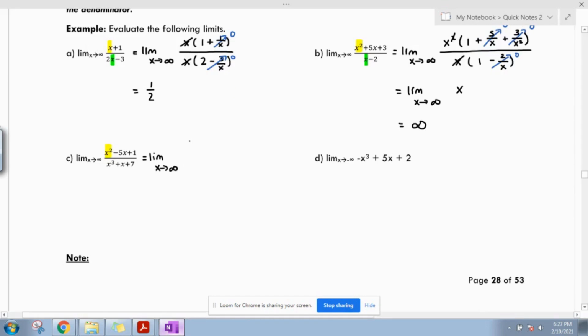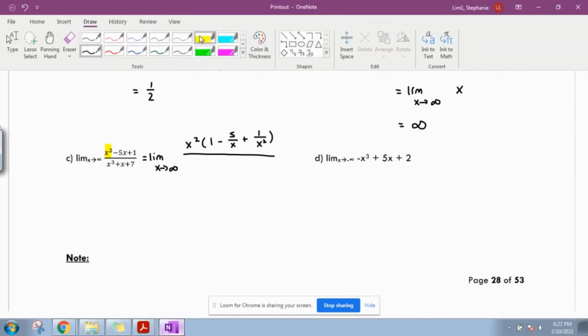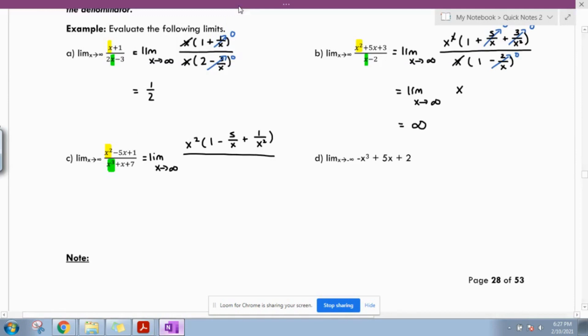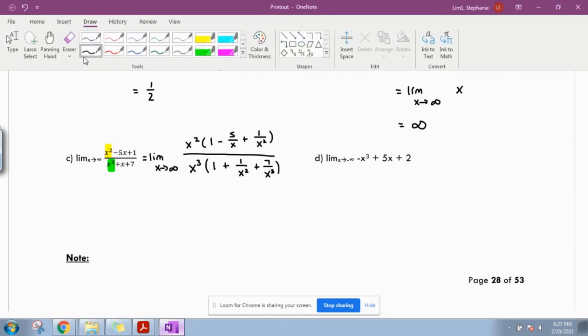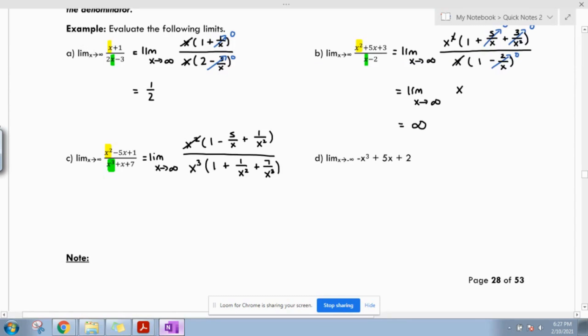So I'm going to factor out the x squared, and then I'm going to be left with 1 minus 5 over x plus 1 over x squared. In my denominator, the highest power of x is x cubed. So I'm going to factor out x cubed from my denominator, and then I'm going to be left with 1 plus 1 over x squared plus 7 over x cubed. So right away, I notice that I can cancel some things out. The x squared and the x cubed reduce down to 1 over x for me.